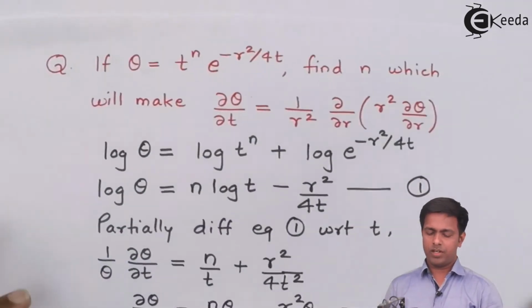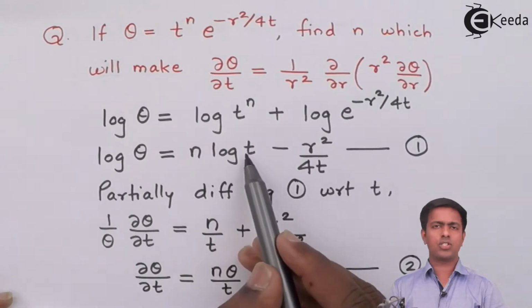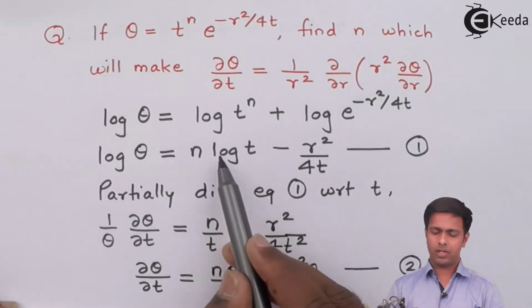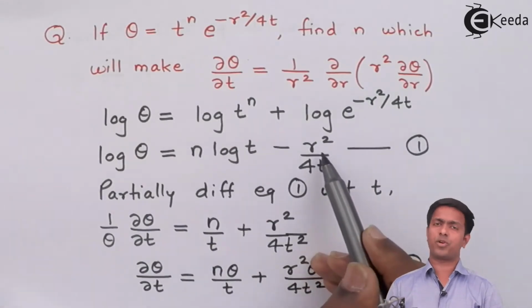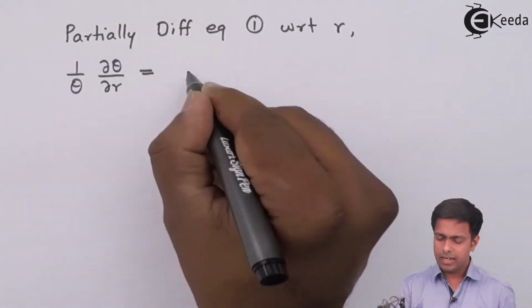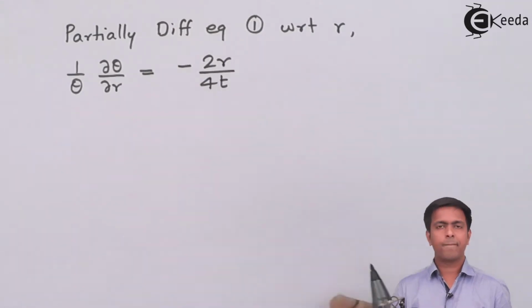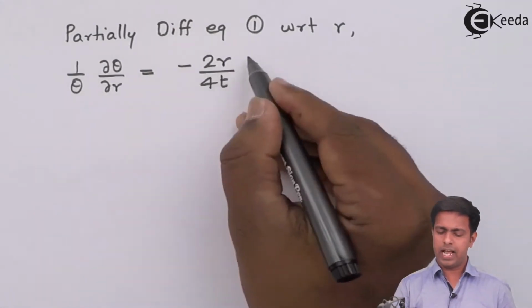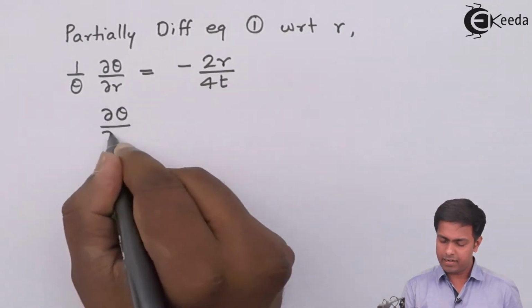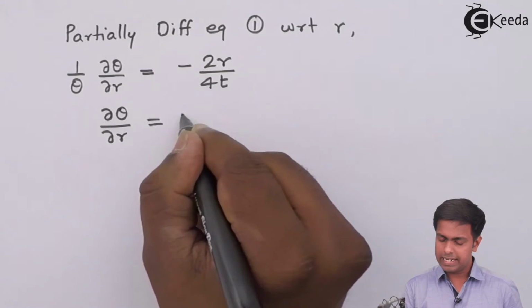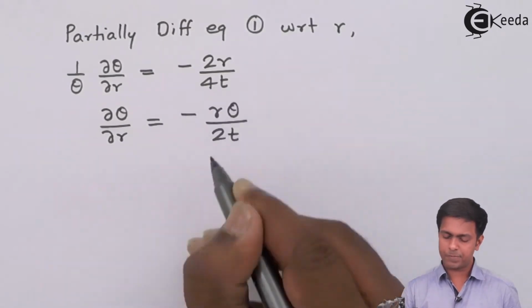Next, here we have n log t. n is constant, t is also constant, so its derivative will be 0. Here negative 1 upon 4t is constant and the derivative of r square with respect to r is 2r. So we'll get negative 2r upon 4t. Now let's shift theta over there, and 2 1s are 2, 2 2s are 4. So del theta by del r is equal to negative r theta upon 2t.